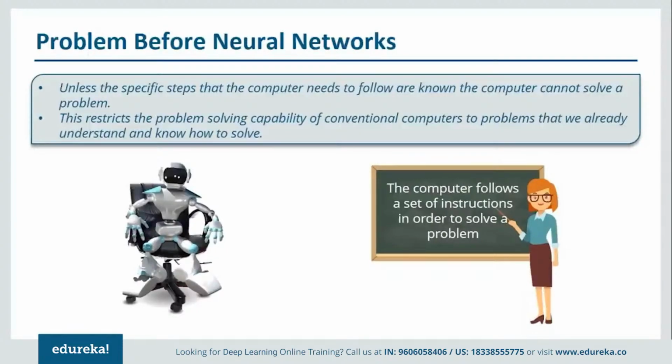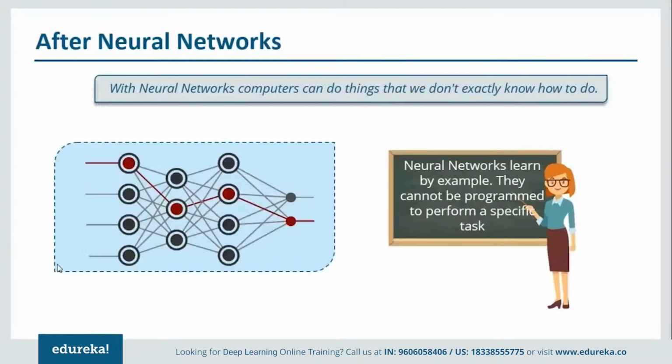So this restricts the problem solving capability of conventional computers to problems that we already understand and know how to solve. But what about those problems whose answer we have no clue of? So that's where our traditional approach was a failure. So that's why neural networks were introduced. Now let us see what was the scenario after neural networks.